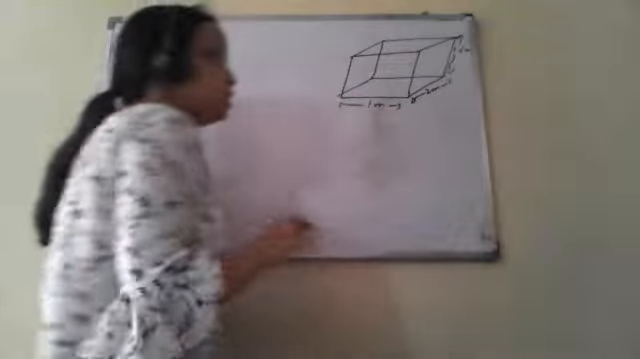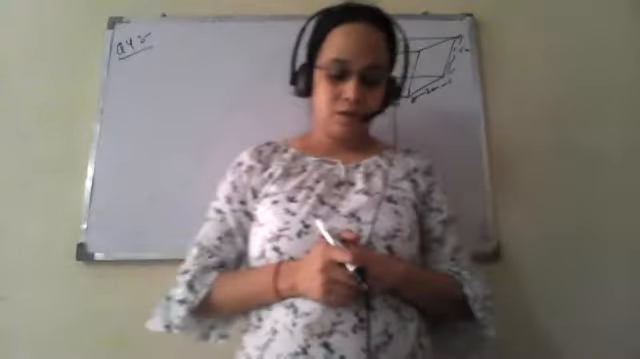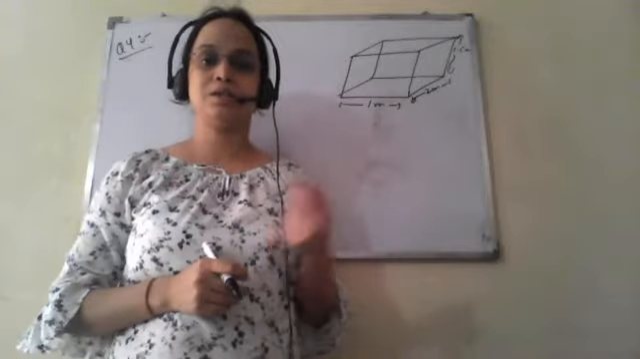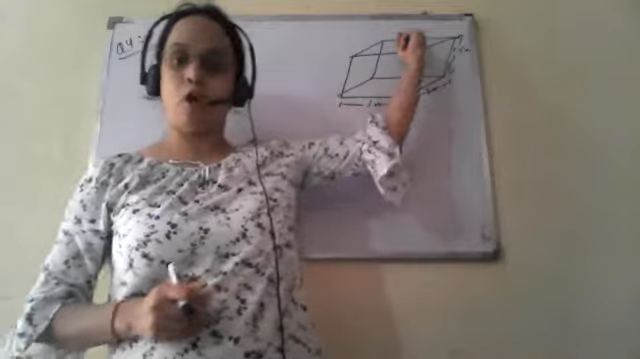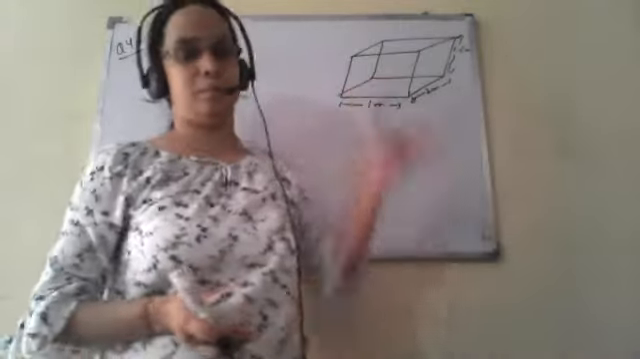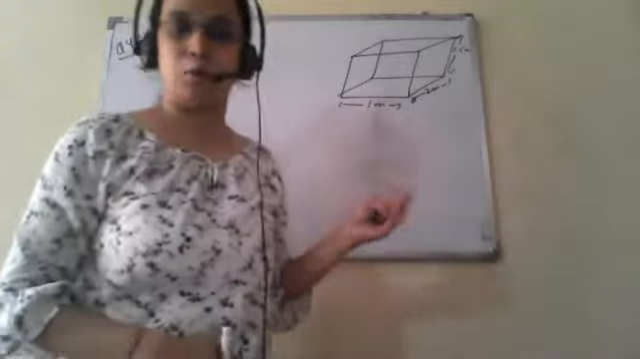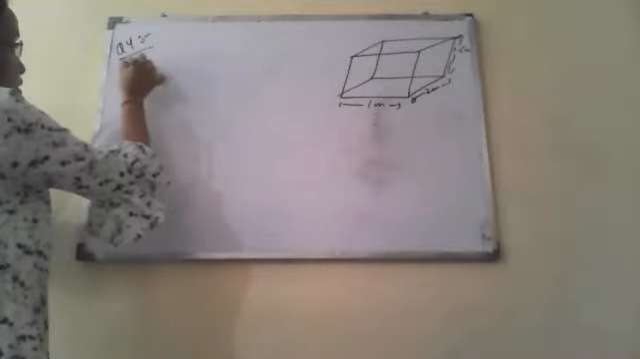So what she did, she has painted all the surface except the bottom. Now there are two methods. Either you calculate the area of four walls and add the area of top, or you calculate the total surface area and subtract the area of the bottom. Clear? Both approaches can be done. So now first we will calculate the total surface area of this cuboid.